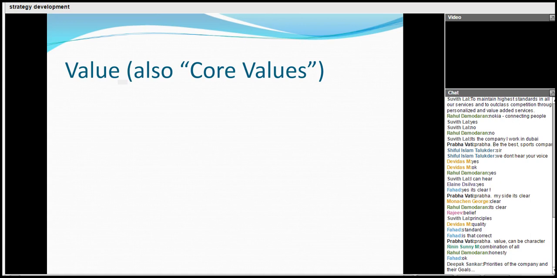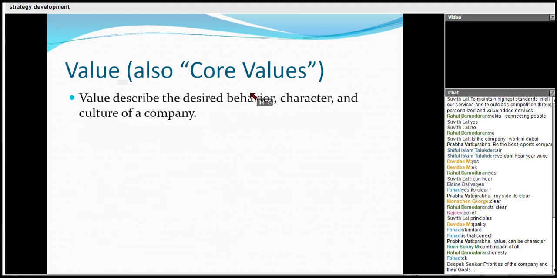Priorities of the company and their goals. Again, goals are different from values. Now let's look at that so we don't get confused. Values describe the desired behavior, character, and culture of a company. Now, the value of a company is the way people in the company should behave, the kind of character that is acceptable, and the culture of the company, how the environment, how things work in that company. This constitutes the value of the company. You can call it the core value as well.